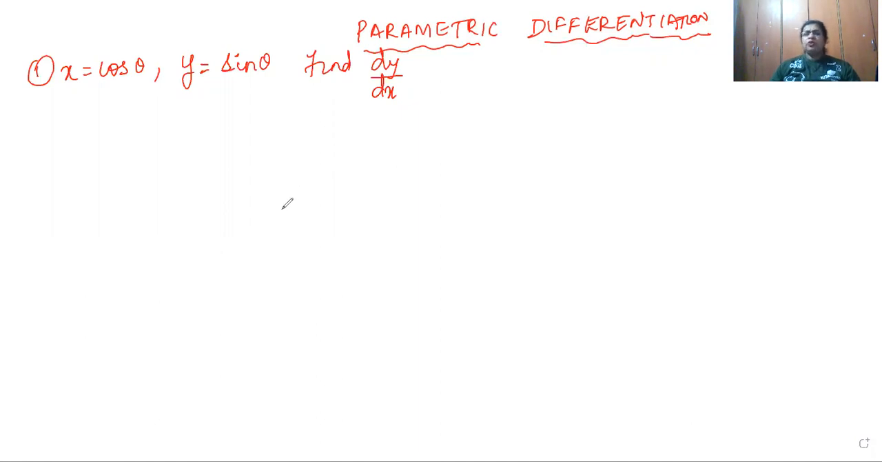Now, how do I know that it is parametric differentiation? What is the indication? The indication is you will be given x and y separately. That gives you the idea that it is parametric differentiation. So then how do I solve? Let me take that example and explain it to you.